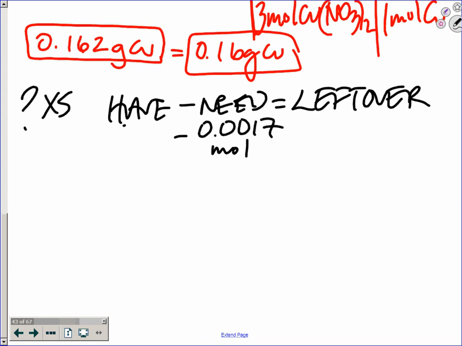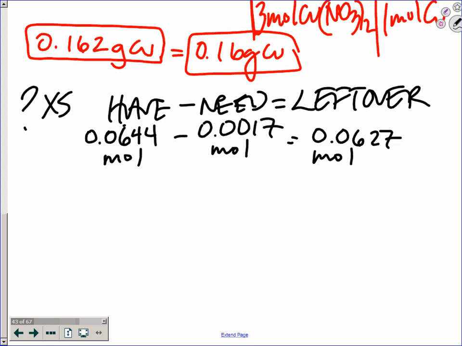Okay, so that's the need. What was the have? 0.0644. Okay, so the have of iron minus the need of iron gives us 0.0623 something. Let me just double check this math real fast. This is subtraction. Okay, so we have our moles of iron, but if our question is asking how much you have left, what unit is it referring to? Grams. So this is grams of excess, grams of the iron. So take me to grams.